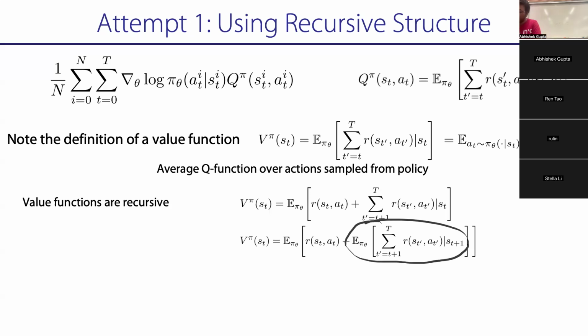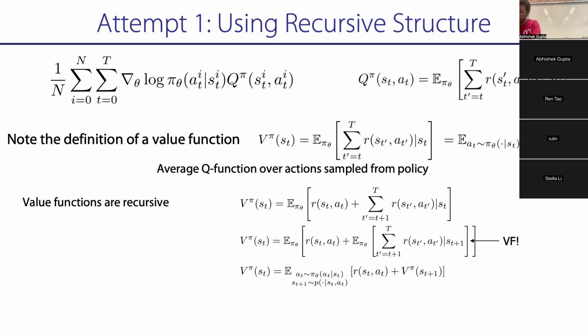And so what you can say then is that this is your V of S_{t+1}, right? And so you can show that your V of S_t is essentially your current reward, R of S_t, A_t, plus your future value, right? And so you're saying that this thing is your future value, this thing is your current reward, and you're taking an expectation over both the actions and your dynamics, right?